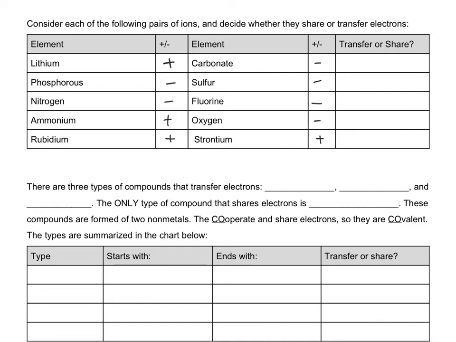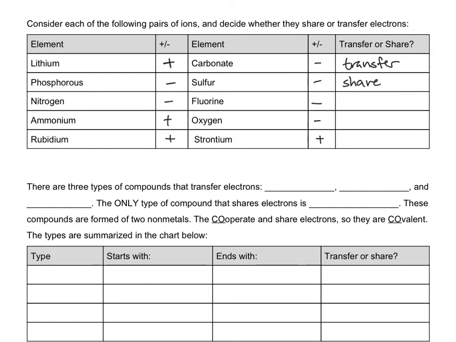It's trying to steal electrons. So a positive and a negative, where one is trying to give and one is trying to steal, are going to transfer. The next one is phosphorus and sulfur. Phosphorus is negative, so it's trying to steal. Sulfur is negative, so it's also trying to steal. Since neither is going to give up any electrons, they're going to have to settle and share.